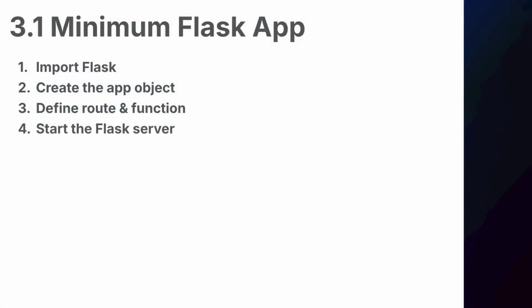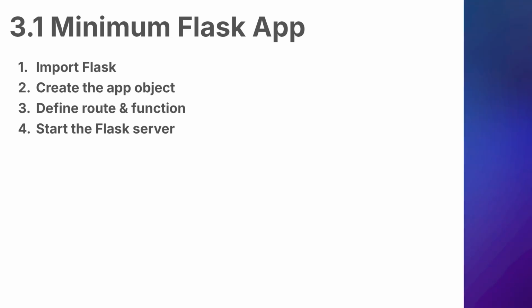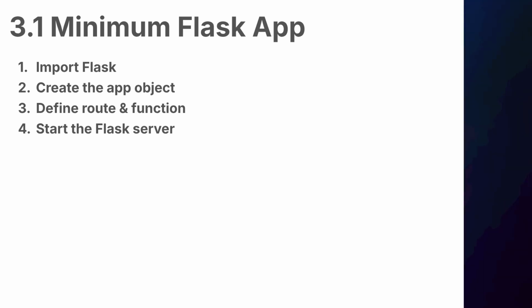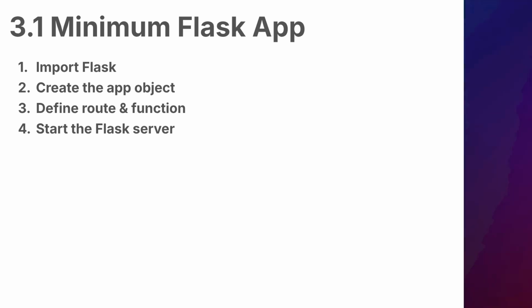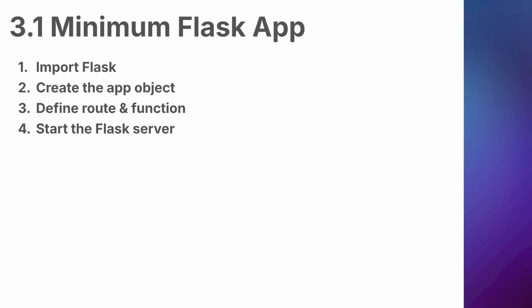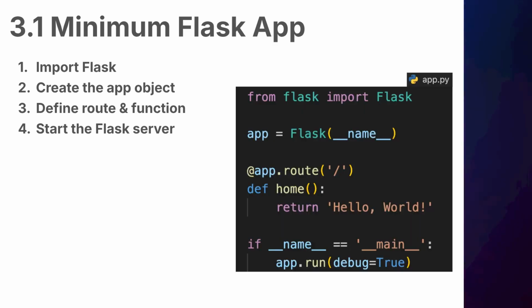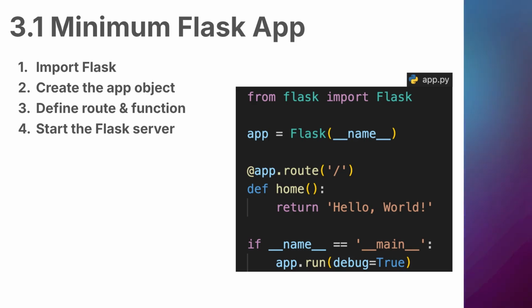First, minimum Flask app. Largely, there are 4 steps to create the smallest Flask app. 1. Import the Flask toolkit. 2. Create the app object. 3. Define route and function. 4. Start the Flask server. In code, it's written like this. Let's walk through it step by step.